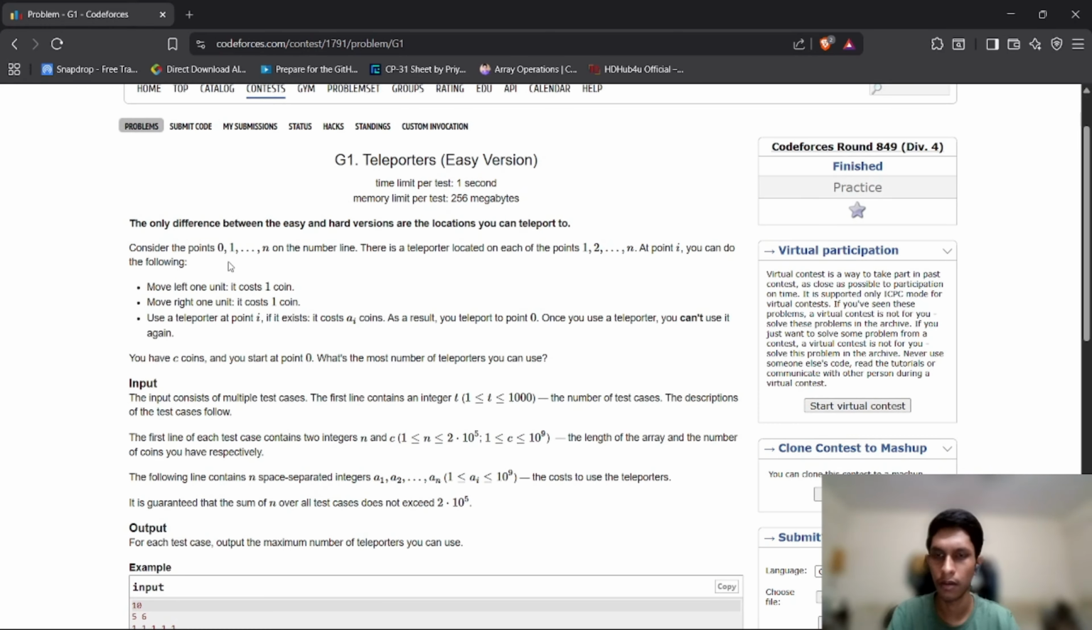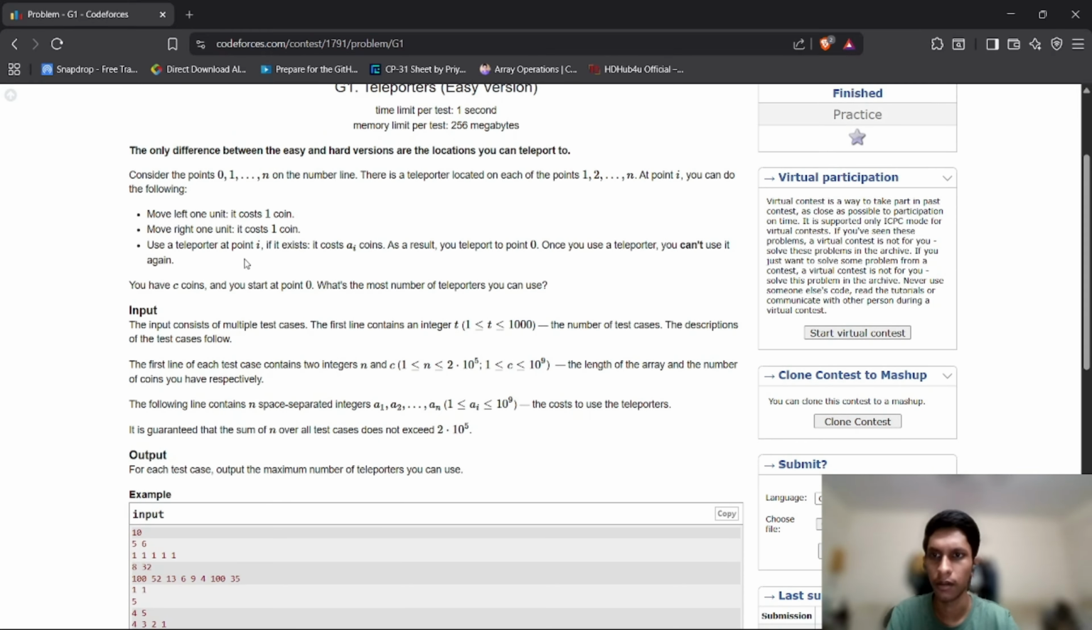Consider the points 0 all the way to n on the number line. There is a teleporter located on each of the points starting from 1 all the way to n. At point i, you can do the following: move left 1 unit, it costs 1 coin; move right 1 unit, it costs 1 coin; or third, use a teleporter at point i if it exists. It costs a_i coins. As a result, you teleport to point 0. Once you've used a teleporter, you can't use it again.